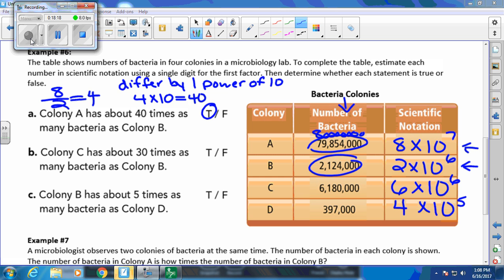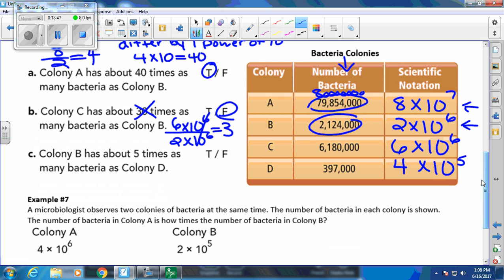For B, it says colony C has about 30 times as many bacteria as colony B. So if I compare 6 times 10 to the 6, all divided by 2 times 10 to the 6, 6 divided by 2 equals 3, and doesn't 10 to the 6 divided by 10 to the 6 cancel out? So that leaves me with just 3. So it's not true that it's 30 times, it's only 3 times.